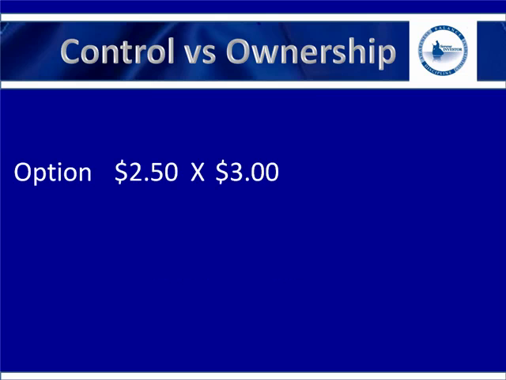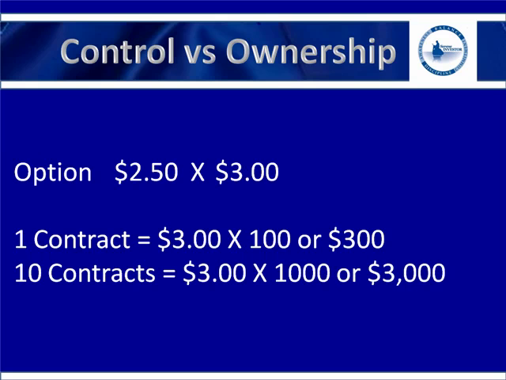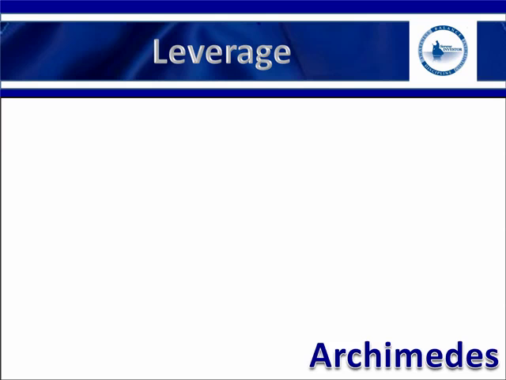Okay, so the option's $2.50 by 3. One contract, again, is $3 times 100 shares, because we have one contract, or $300. 10 contracts is $3,000. And you can buy as many as you want to. So leverage is the key to wealth. You know, leverage is the key.